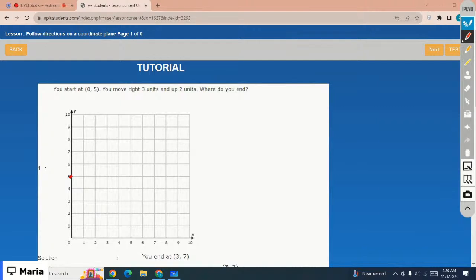Okay, move right 3 units. First, let's just move 1, 2, 3. Here is 3 right and 2 up. So you ended up at, just look at the x value, x is 3 and just match to the y, that is 7. So that would be 3 and 7. Got it?